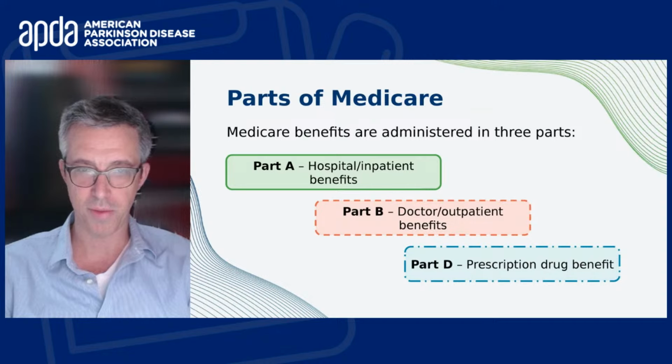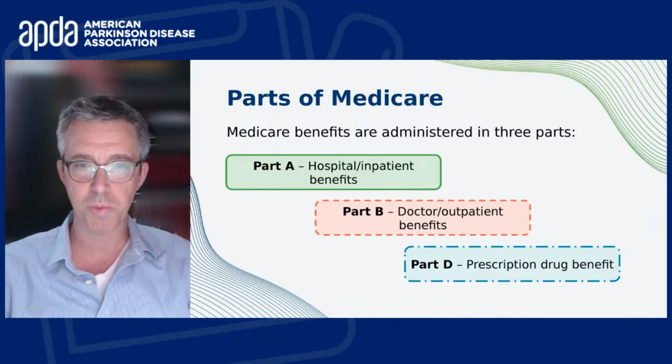Parts of Medicare. Medicare benefits are administered in 3 parts. Part A, that's hospital or inpatient benefits. Part B, that's doctor or outpatient benefits. And Part D is prescription drug benefits.